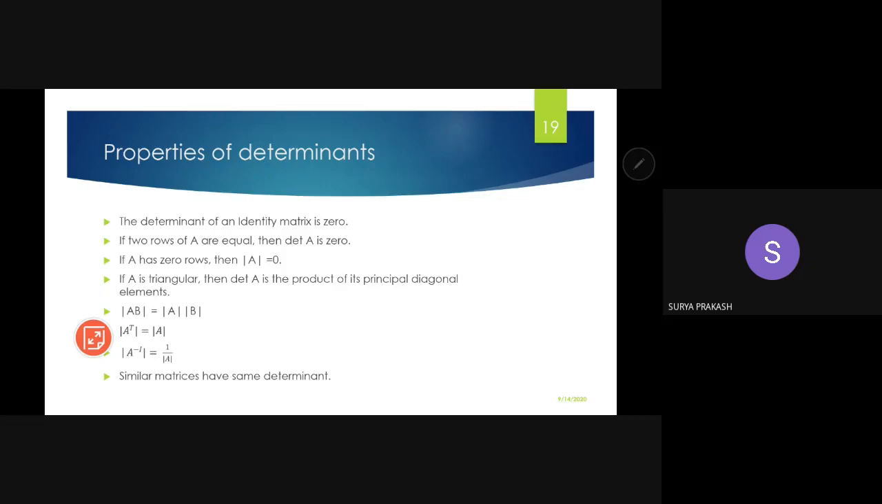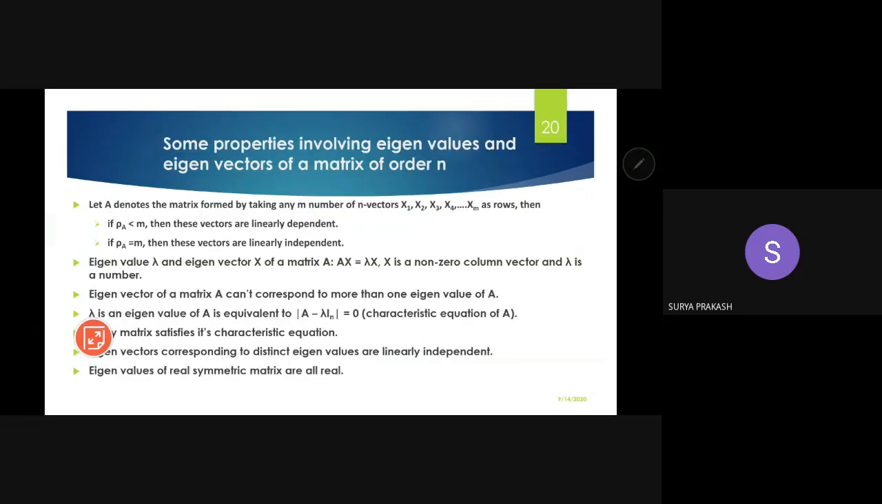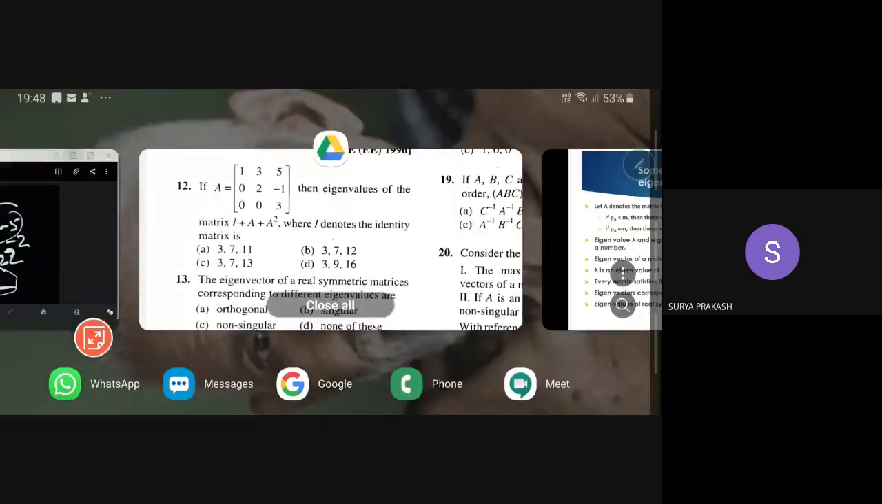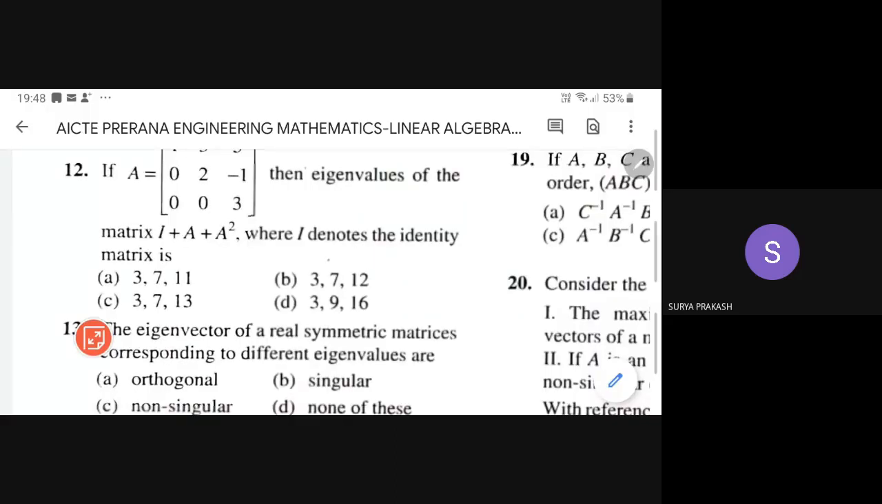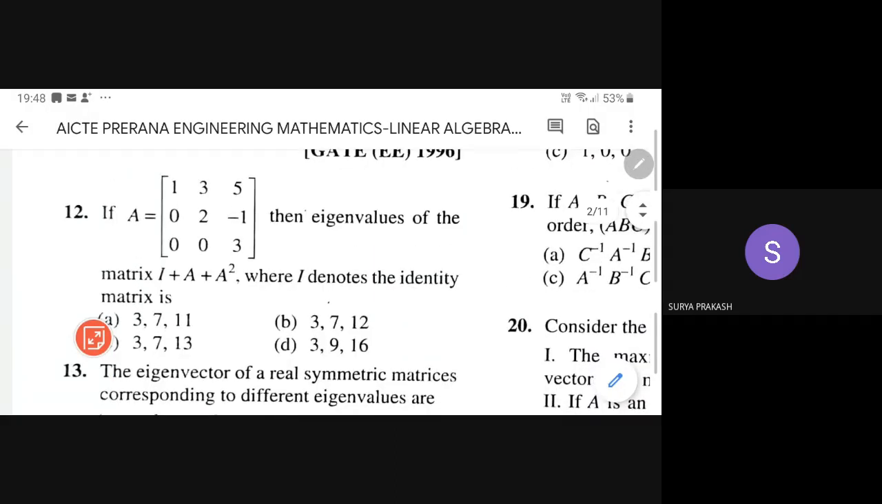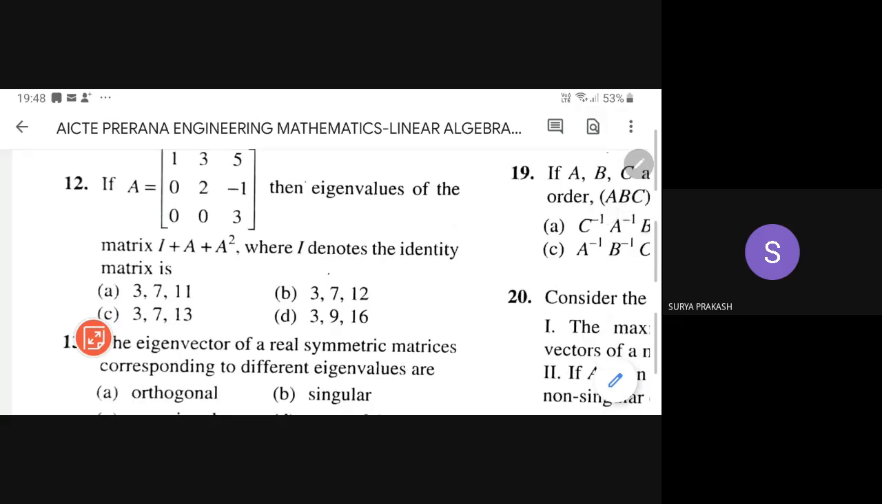Most of the properties I have mentioned here. I'll come to this now. See, what is the question first? The question is, if A is equal to some matrix, then what are the eigenvalues of I plus A square, where I denotes the identity matrix?